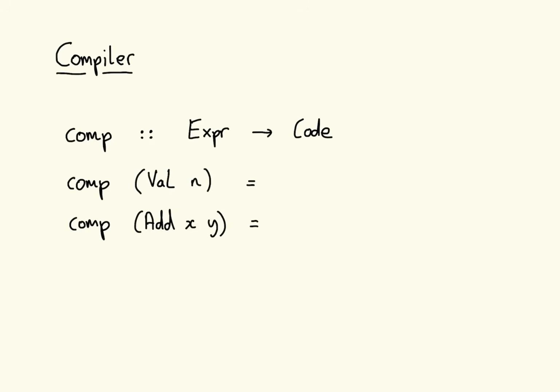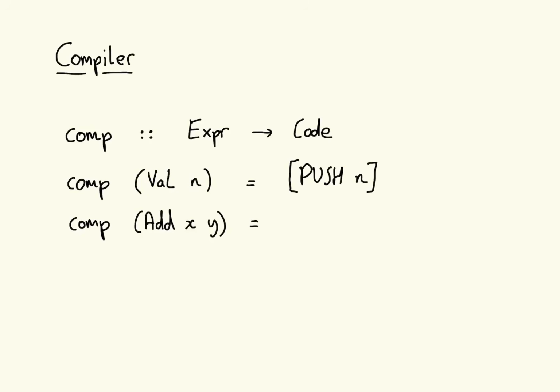In the base case, how do we compile a value? Well, all we're going to do is push that value onto the stack. But remember that code is a list of operations, so we need to put that into a little list on its own. So if we want to compile a value, all we do is emit a single operation which pushes that value onto the stack.